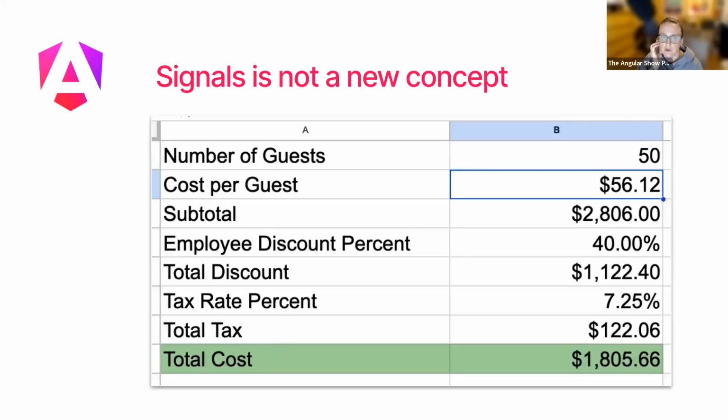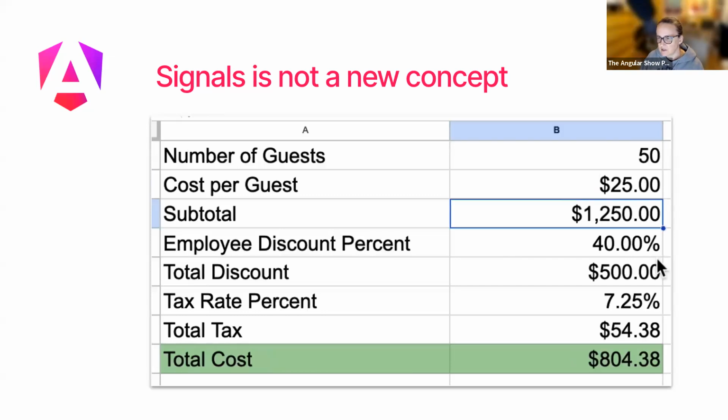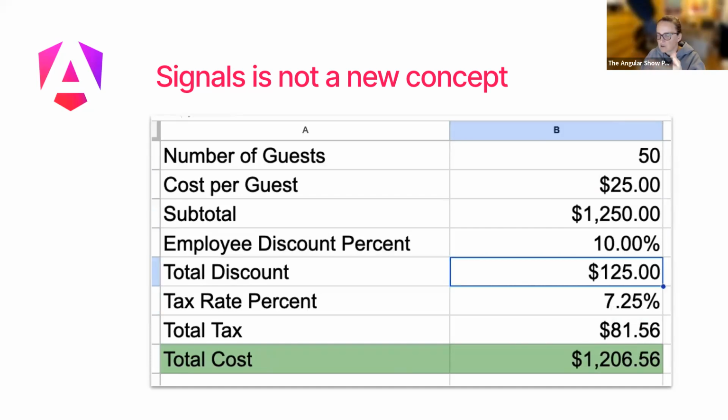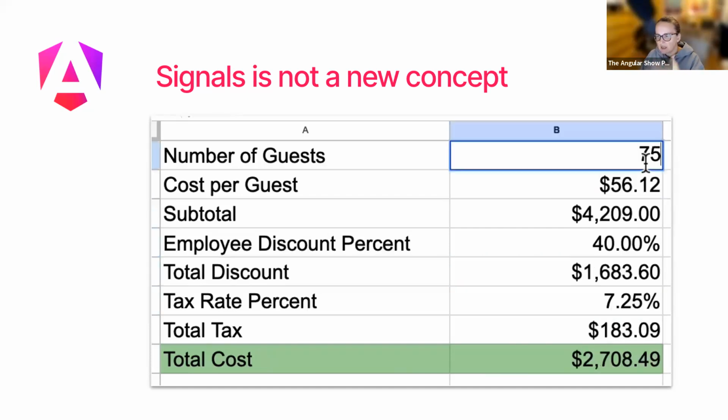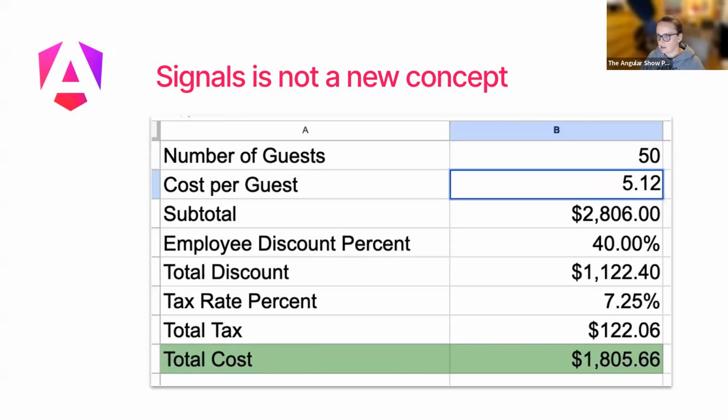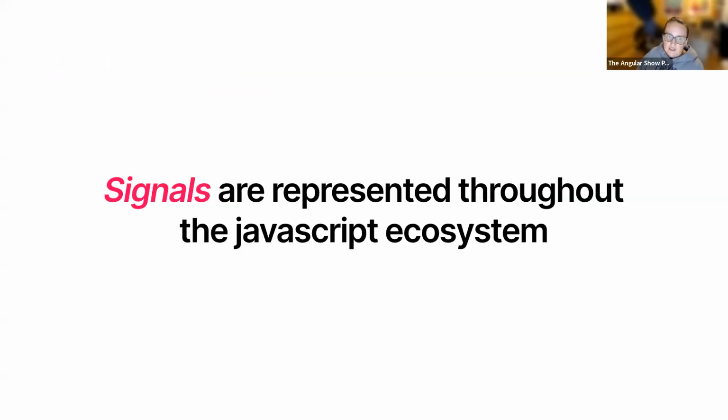So signals are not a new concept. If you've ever written an Excel spreadsheet, it basically works like this, where the other cells are listening to the value in one of these, you've chained these cells together, right? We're making calculations based on the values of these cells, and when one of them changes, all of the cells update at the same time. This is essentially what signals is doing under the hood. And signals are actually represented throughout the JavaScript ecosystem. Angular is not the only JavaScript framework with the concept of signals, but it is new for Angular, so it's pretty exciting.